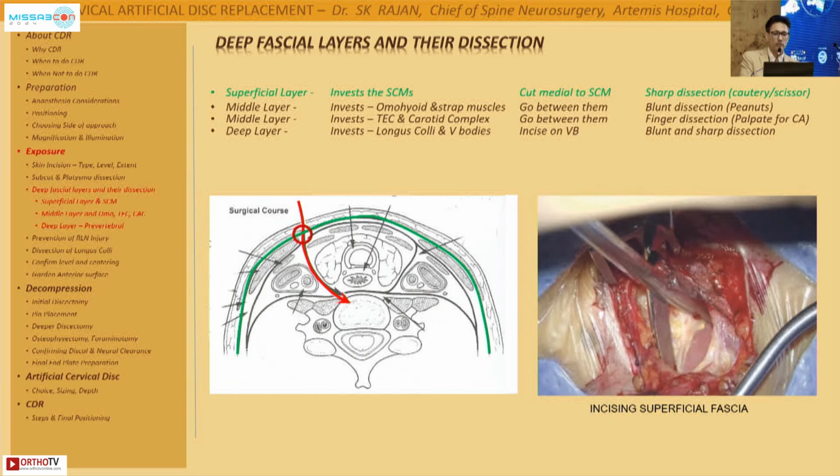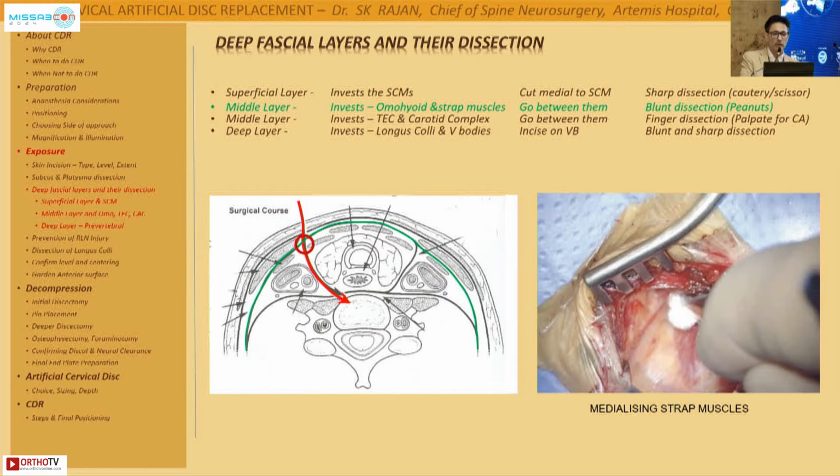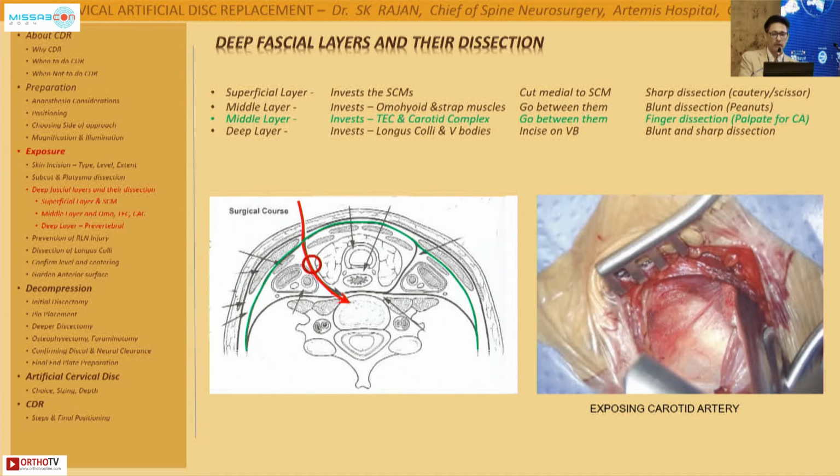As you go down, you reach the middle layer, where you will see the omohyoid and strap muscles. You have to go between them. The dissection has to be blunt. You can't be sharp here in general because you can sometimes go through the muscle fibers. Then the other part of the middle layer is encasing the carotid complex.